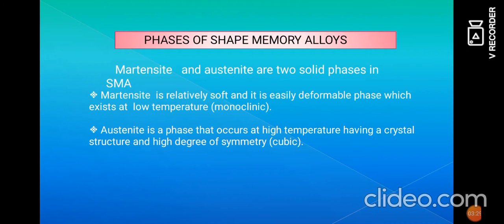So what are the various phases of shape memory alloys? Martensite and austenite are two solid phases in shape memory alloys. Martensite is a relatively soft and easily deformable phase which exists at low temperature. The crystal structure is monoclinic. Austenite is a phase that occurs at a high temperature, having a high degree of symmetry. The crystal structure in general for austenite is cubic.